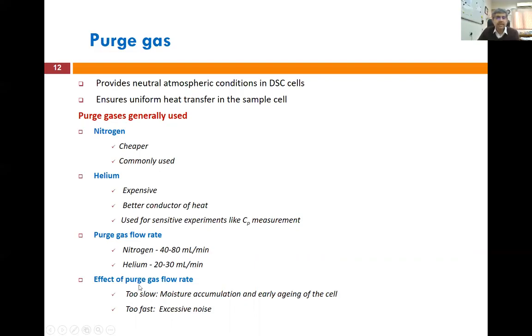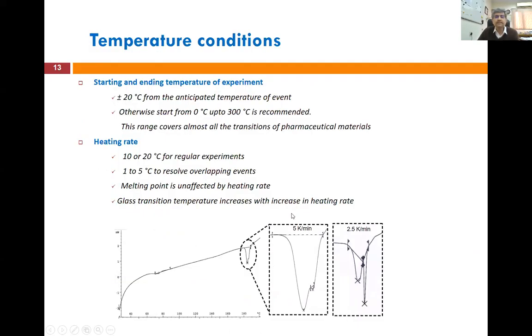The flow rate of the purge gas can have impact on the reading that we get. Too slow purge gas rate could lead to moisture accumulation and early aging of the cell, while too fast flow rate can lead to excessive noise during the recording of the signal.